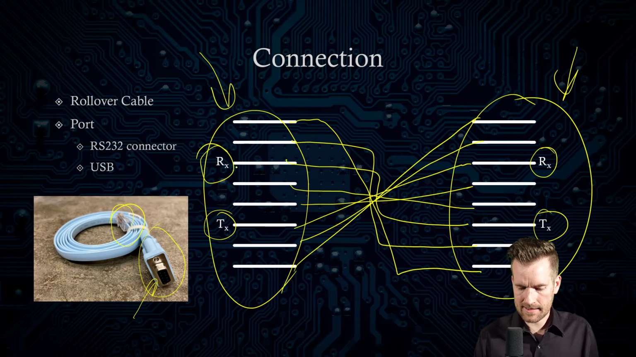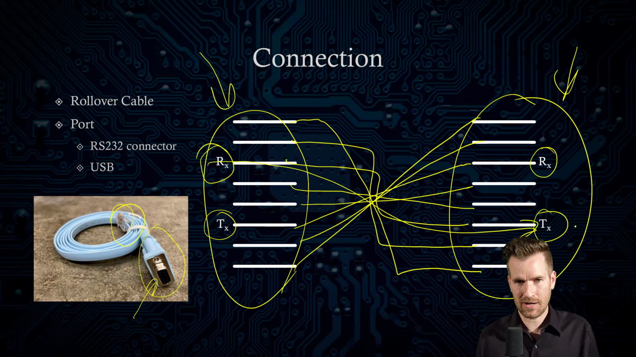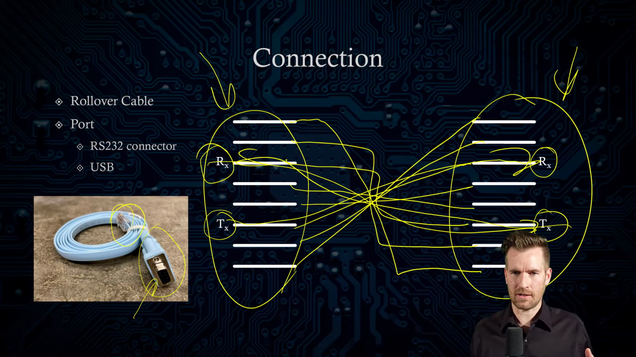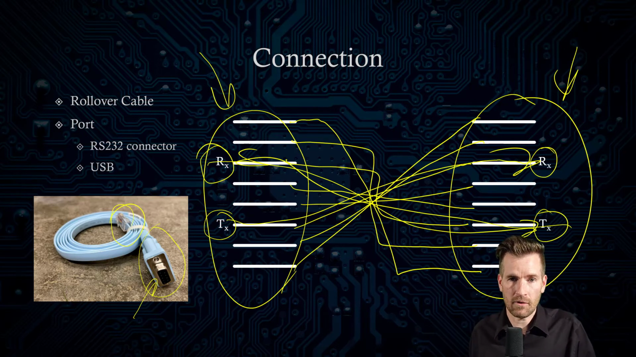So what happens with that is that this transmit is now sending to the receive that way, and this transmit is sending to that receive in that direction. So now we have communication. So that is a rollover cable. Like I say, it executes a little differently when you're talking about these RS-232 connectors, but in essence, that's what a rollover cable has historically done. And so that's why we call it a rollover cable.